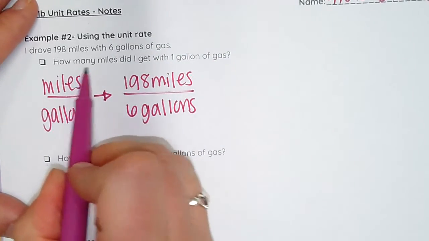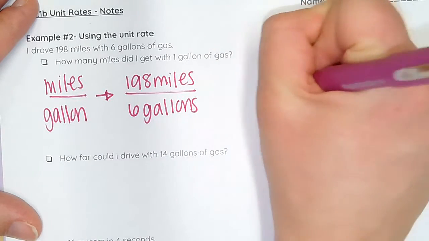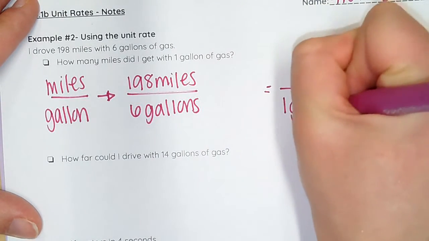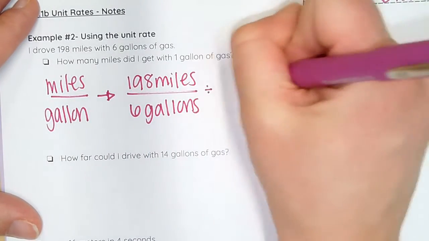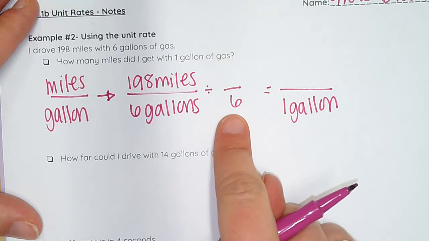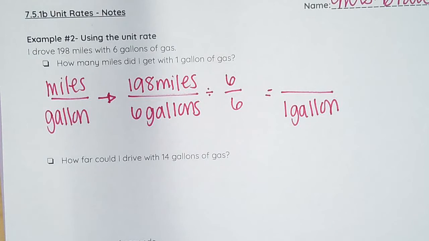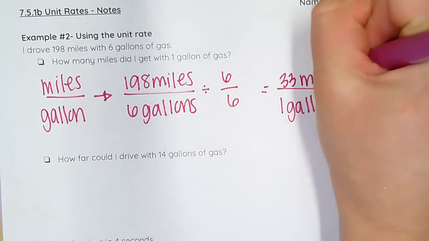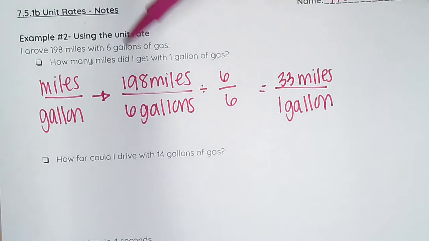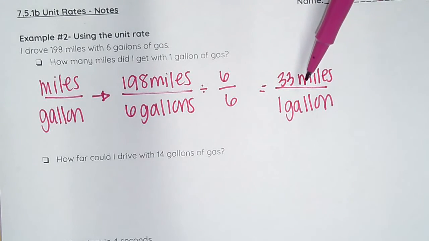The question is, how many miles did I get with 1 gallon? So again, if I want a denominator of 1, I need to ask myself, what am I going to divide 6 by? Well, I divide 6 by itself. Because I do that in the denominator, I do that in the numerator as well. From here, I divide 198 divided by 6, which is 33 miles. So, to answer the question, how many miles did I get with 1 gallon of gas? I got 33 miles with 1 gallon of gas.